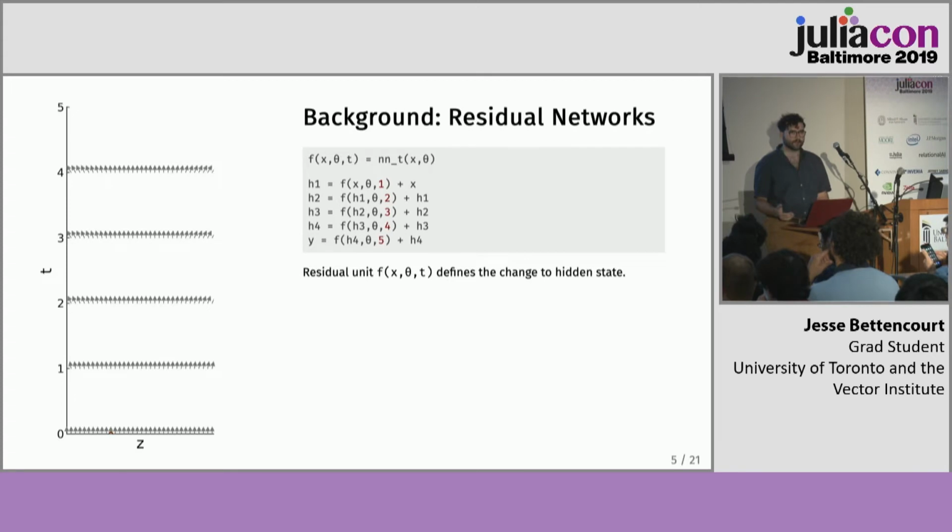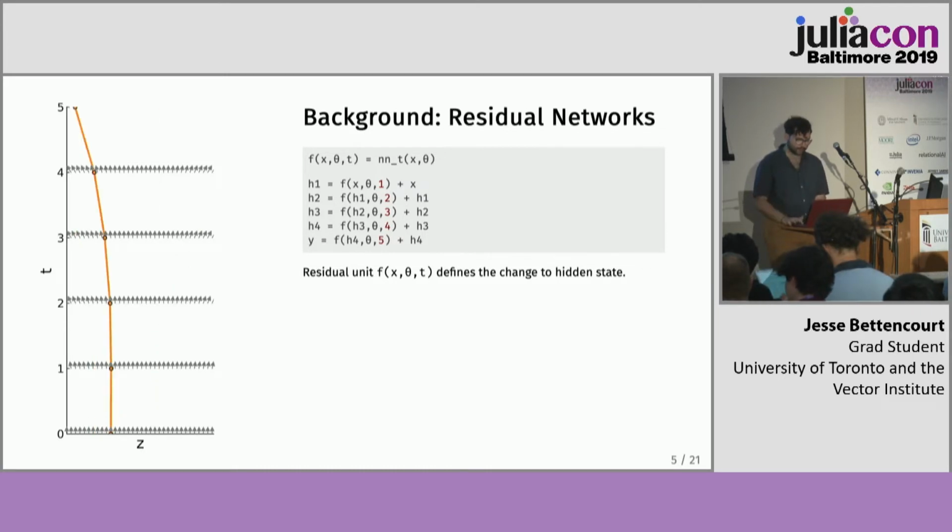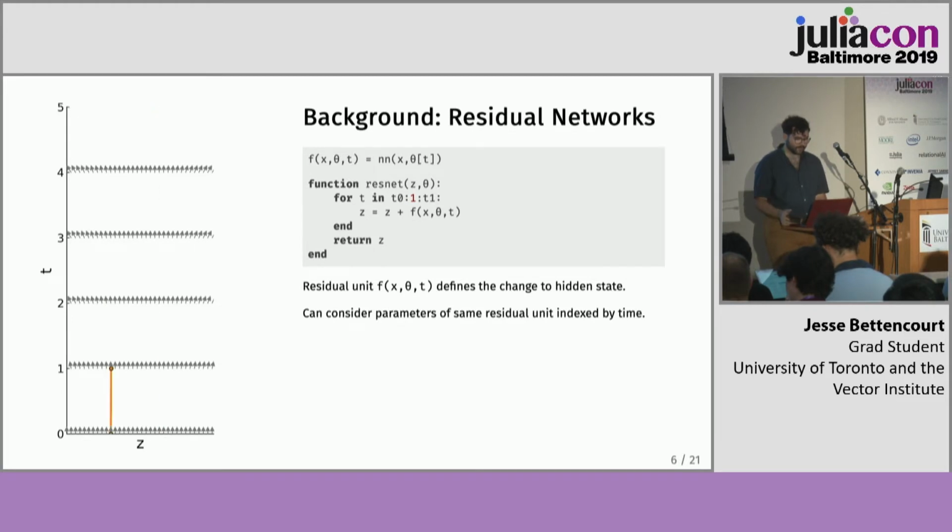Okay, so let's use this background to think about residual networks. Residual networks are like the discrete composition of smaller neural networks called residual units, and here they're f. Here, each residual unit is its own neural network that takes in the hidden state and computes what change it needs to do to that hidden state, and then adds it back. Right now, each residual unit is its own neural network, but we can think about instead the residual units sharing the same architecture and just having the parameters indexed by time.